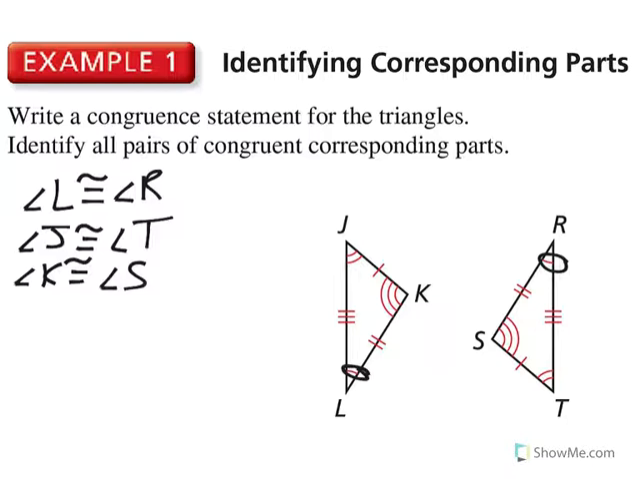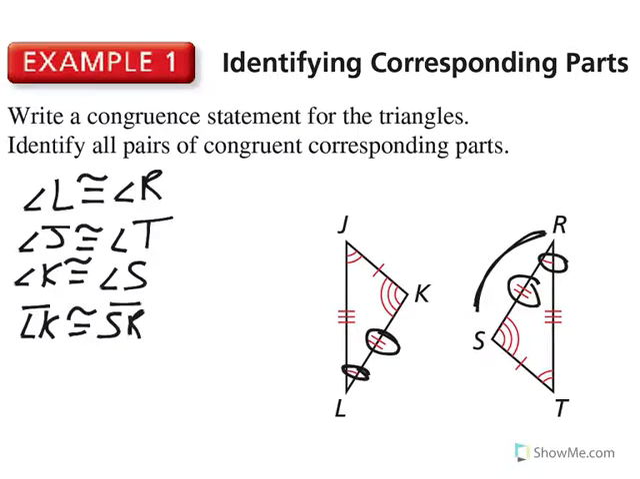Then I do this for sides as well. So whatever side I decide to start with, if I decide to start with L and K, that segment is going to be congruent with a segment that also has two lines on it. So when I look at my other triangle, I identify my two lines and my points that are off that same side. So that would be segment SR. Then I would want to do, I have J and K. That segment's going to be congruent with one that has this one mark. So it's going to be T and S.